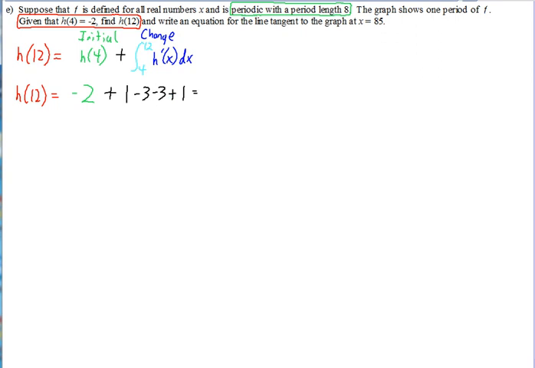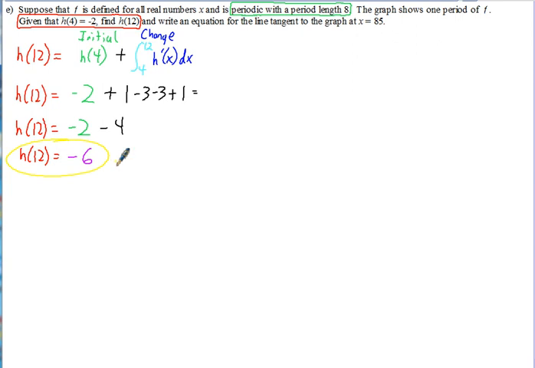So you can see it's -2, that's -4, h of 12 is -6. So it changes every period, it basically decreases by 4 units. So that's the first thing we're asked to find.